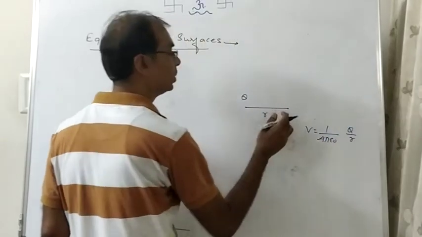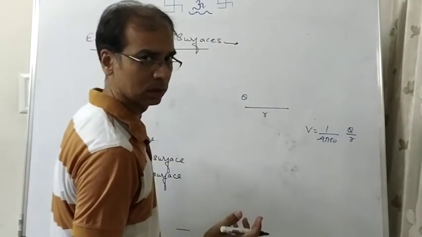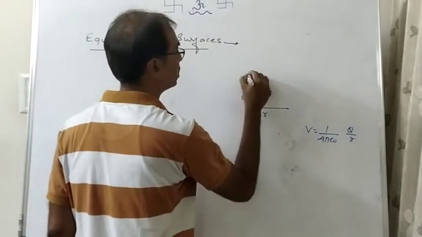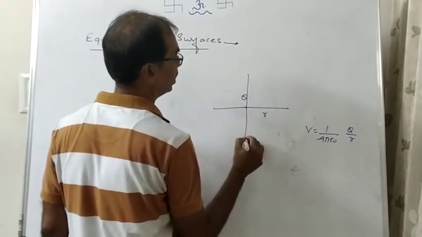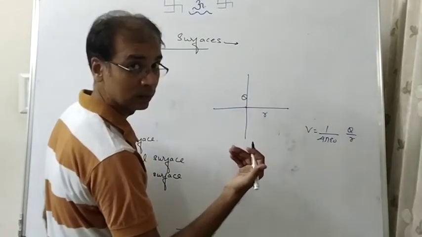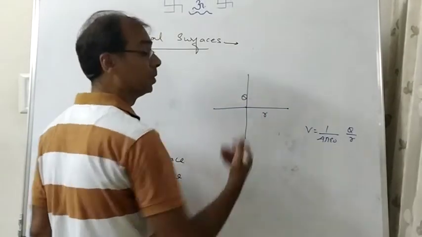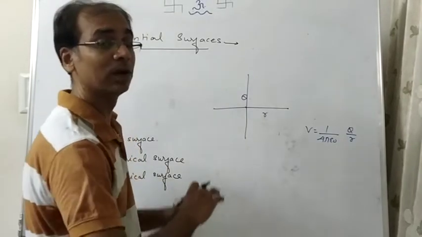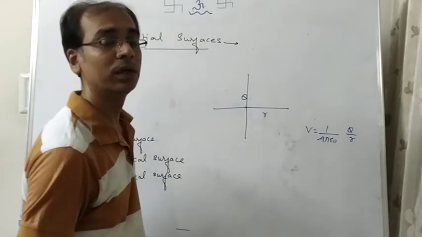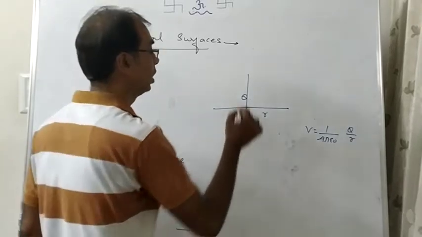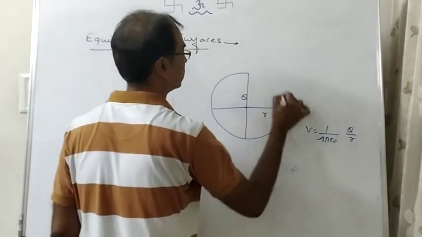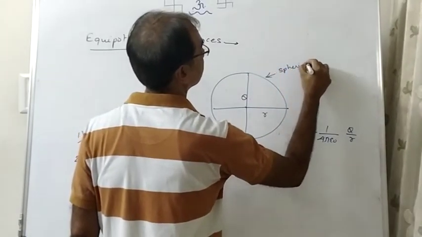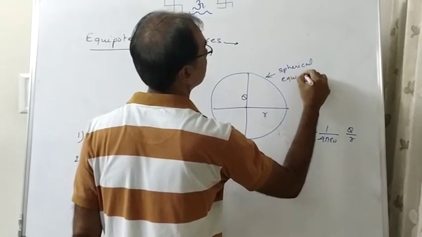Now does this r need to be along the x-axis only? No, it can be in any direction. This only will be the potential. So here at r distance also, here at r distance also, towards me at r distance, away from me at r distance, everywhere the potential will be the same. And if we join them, we are going to get what? A sphere. So that's the sphere over here, a sphere of radius r. So this is a spherical equipotential surface.